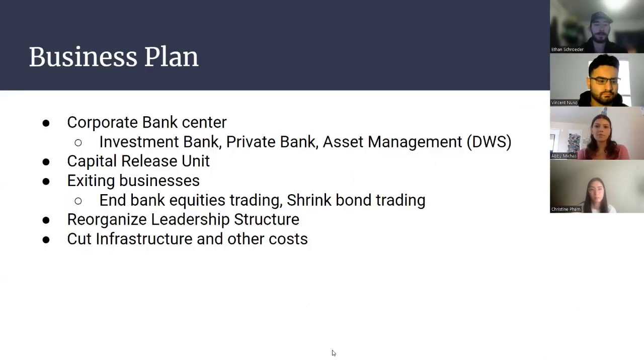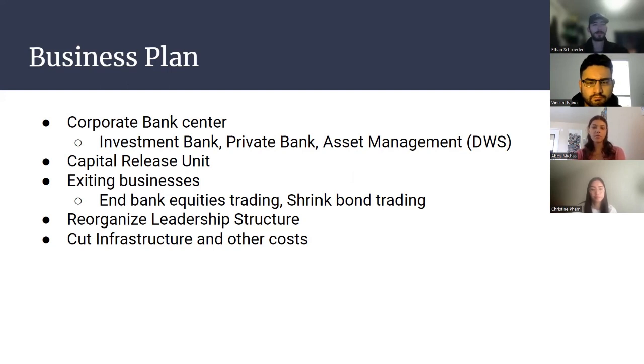In 2018, when Sewing took over as CEO, he created a business model to help the bank turn a profit for the first time in 4 years. His main restructuring of the bank was to have the corporate bank as the center of the bank, with the investment bank, the private bank, and the asset management on the side, in order to create a more unified one bank, one team mindset. The business plan also created a capital release unit in order to sell off the bank's bad assets and return capital to the shareholders.